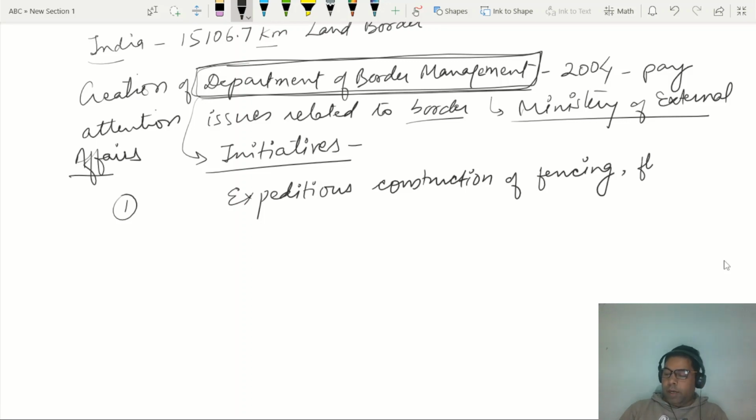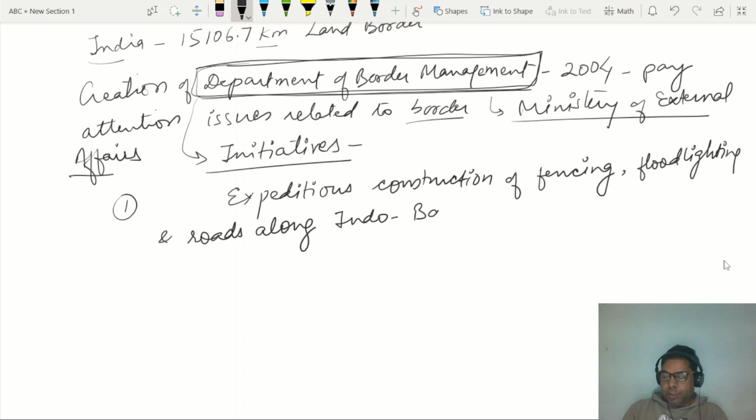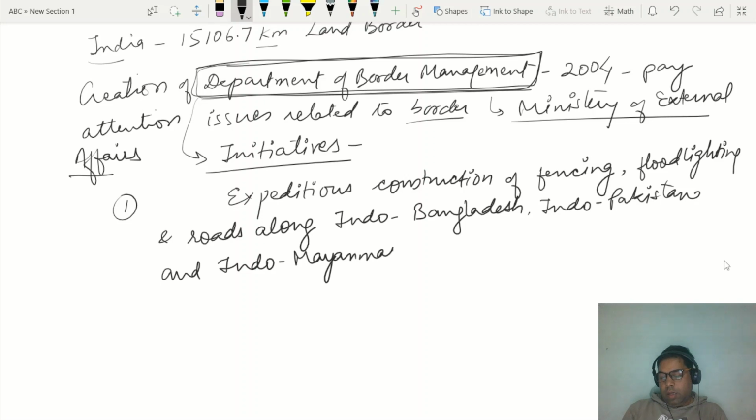Number 2, floodlighting, and roads along the Indo-Bangladesh, Indo-Pakistan, and Indo-Myanmar borders. So the matter of concern here is why we have been focusing on the flood lighting on these borders.